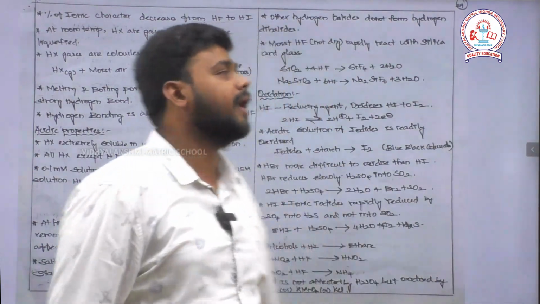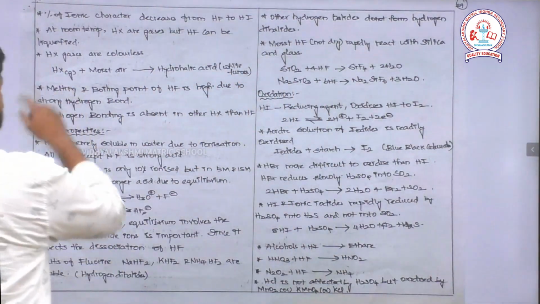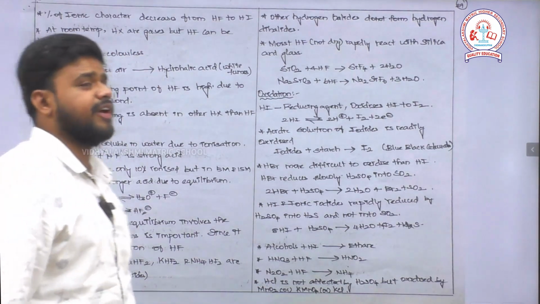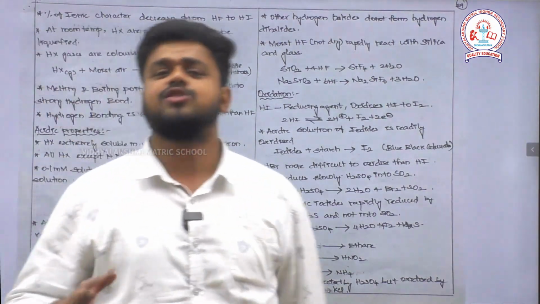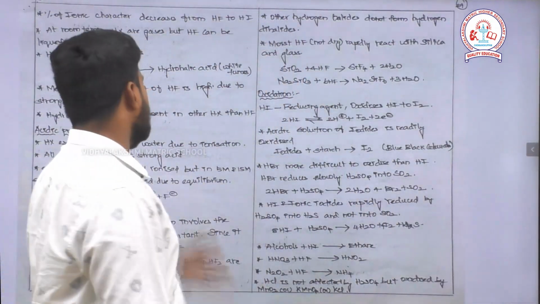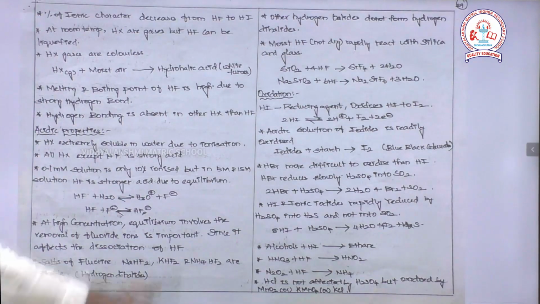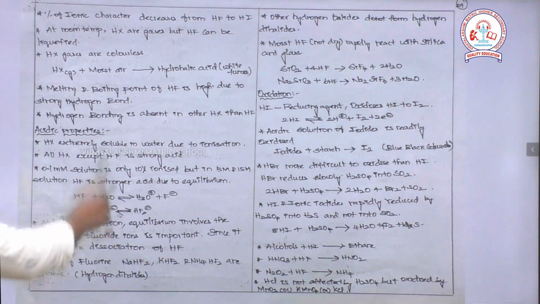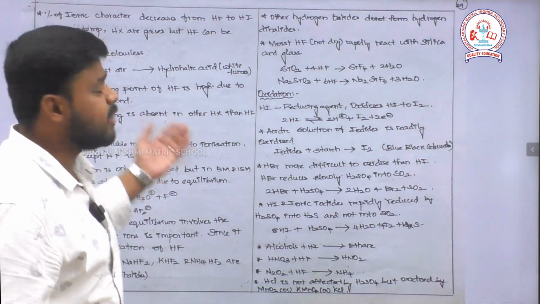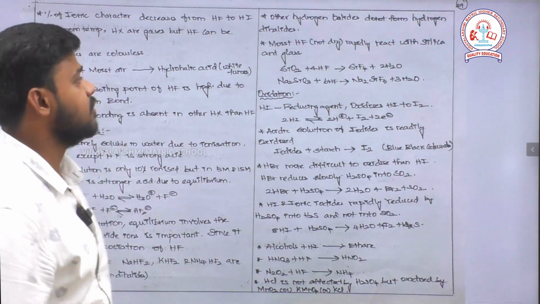Then at room temperature, hydrogen halides are gases, but HF can be liquefied because it has a tendency to form hydrogen bonding. Hydrogen halide gases are mostly colorless. When hydrogen halide gas is passed into moist air, it forms hydrohalic acid with the evolution of white fumes.